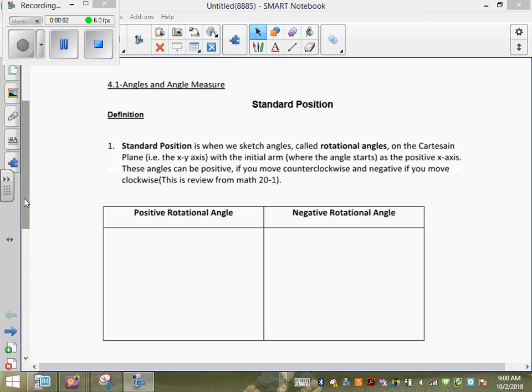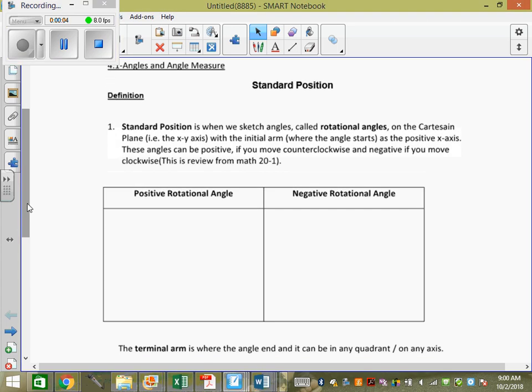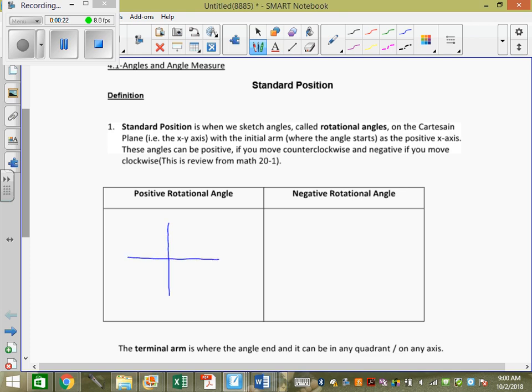So 4.1, angles and angle measures. Standard position, the definition. Standard position is when we sketch angles, called rotational angles, on the Cartesian plane, the XY axis, with the initial arm, where the angle starts, at the positive x-axis. These angles can be positive if you move counterclockwise and negative if you move clockwise. That's review from 20-1.